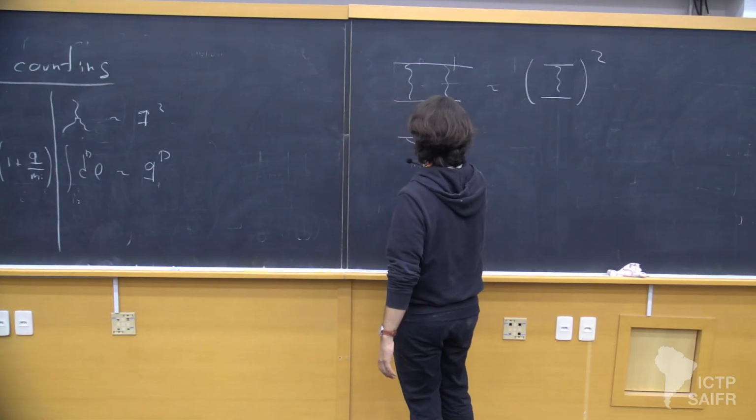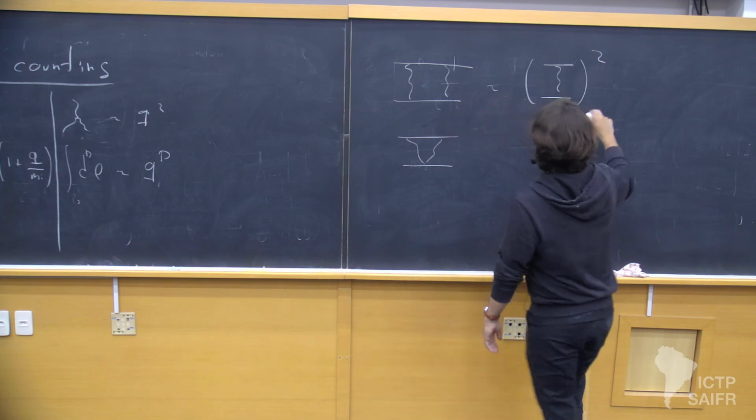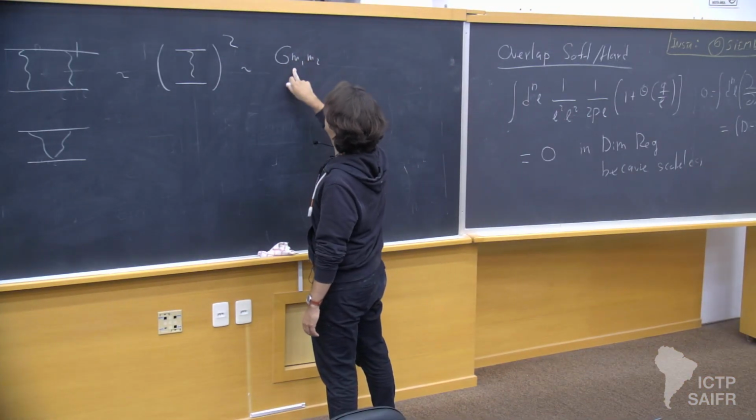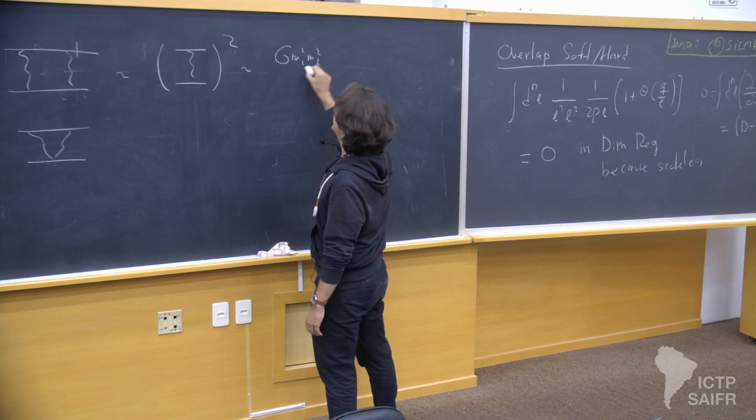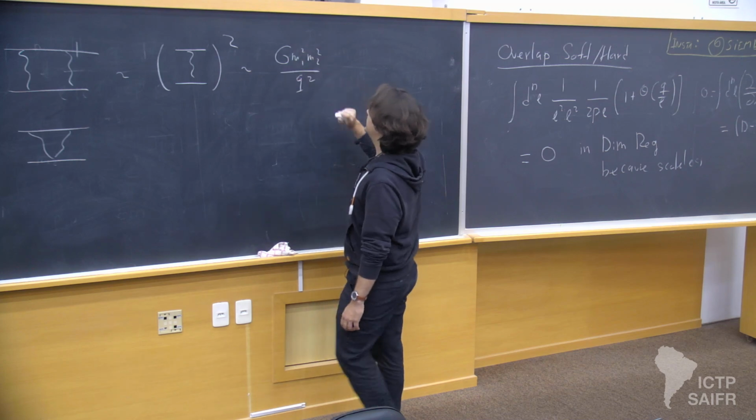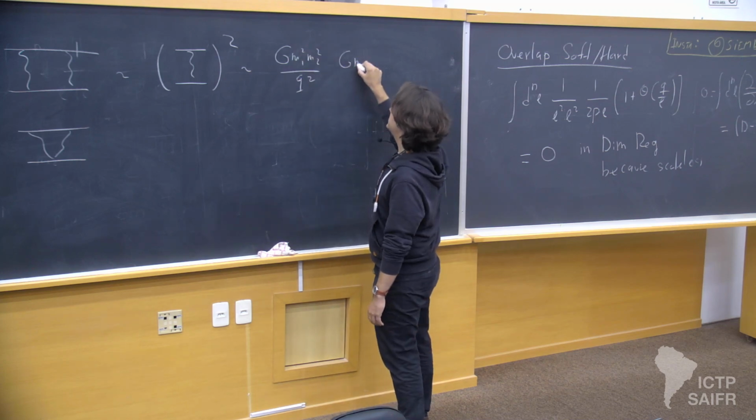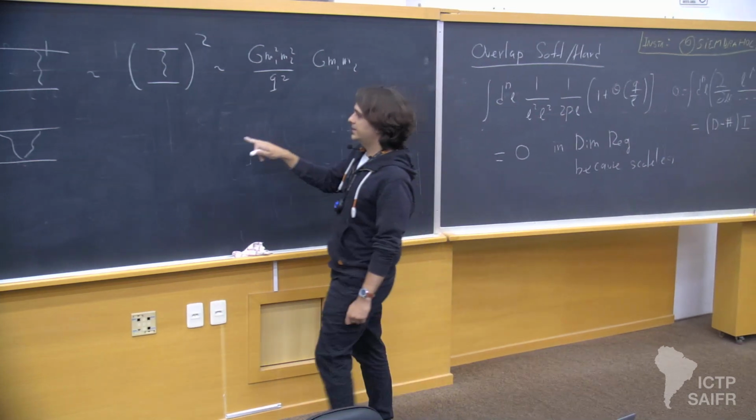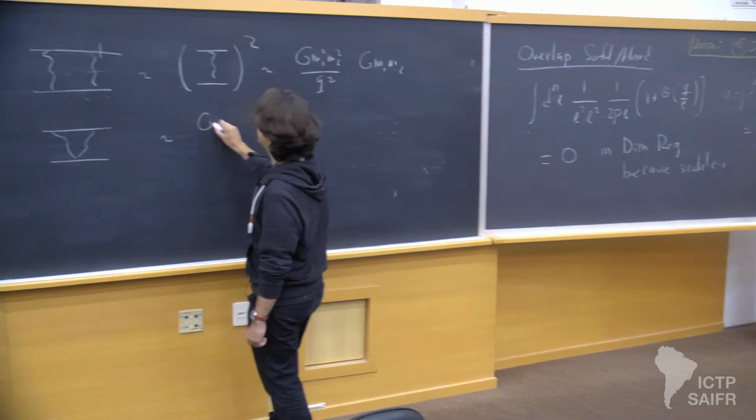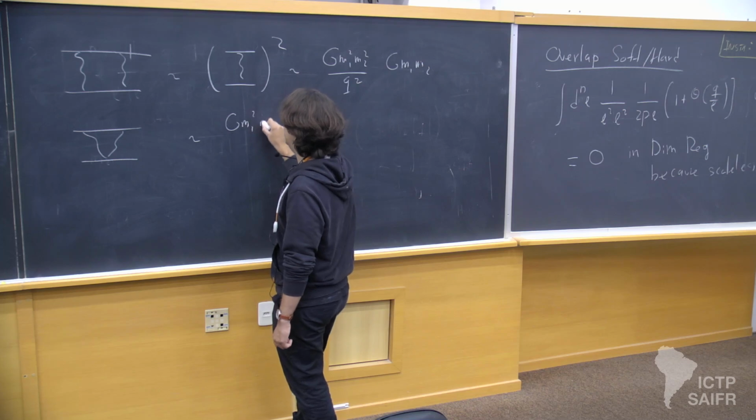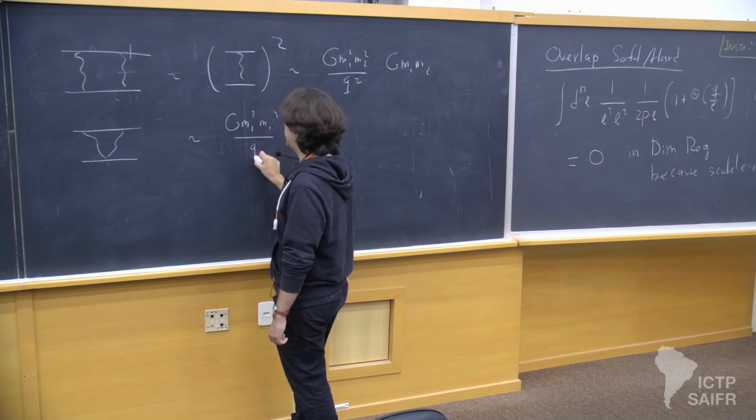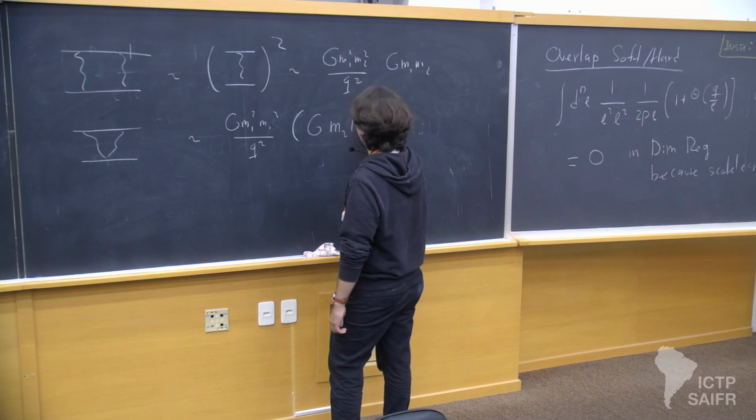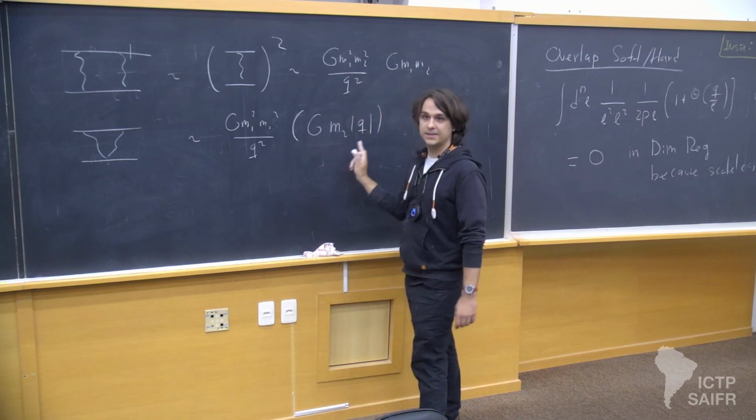So the triangle, we saw that this one will go like G M1 M2 squared over Q squared. And then the coefficient of this will just be G M1 M2. So this won't be suppressed by GMQ. This diagram, we saw that it goes like G M1 squared M2 squared over Q squared, which is the tree, suppressed by G M2 Q. So this is a classical correction.